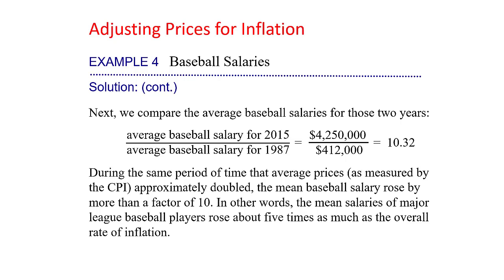So the CPI tells us that the rate of inflation for consumer goods, things that we buy and pay for, doubled in that time period, whereas the index for baseball salaries tells us that in that same time period, their salaries went up tenfold. So obviously they're living a lot better than they were before because they can afford a lot more stuff.